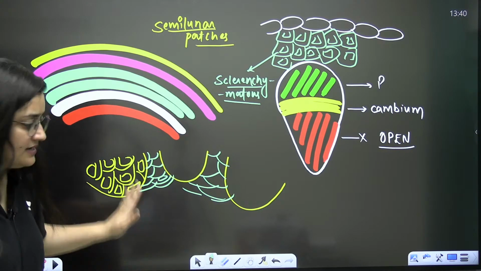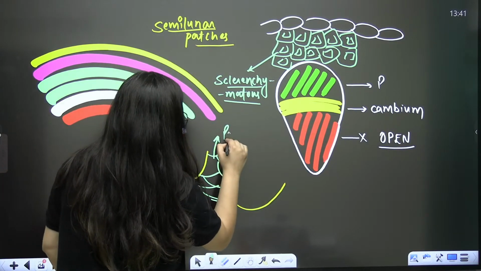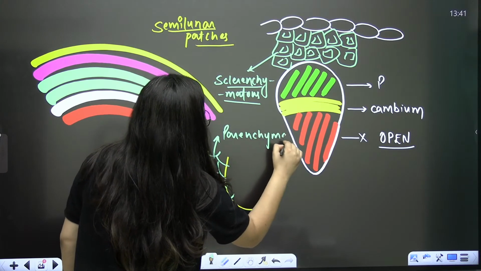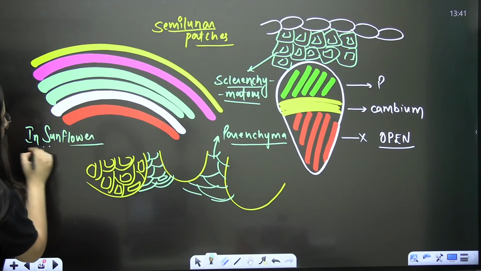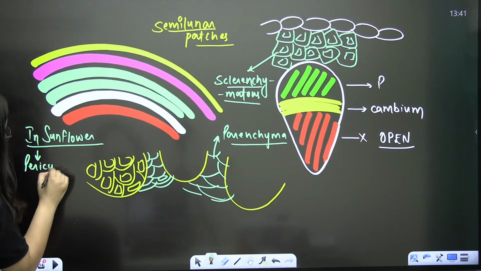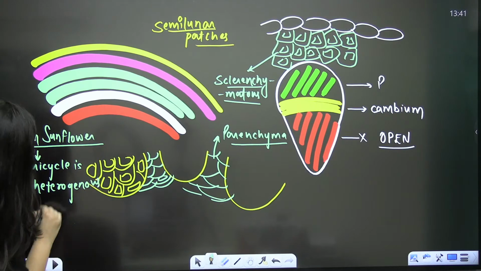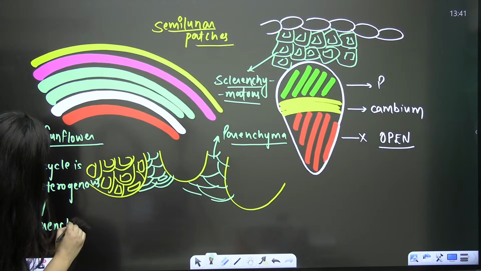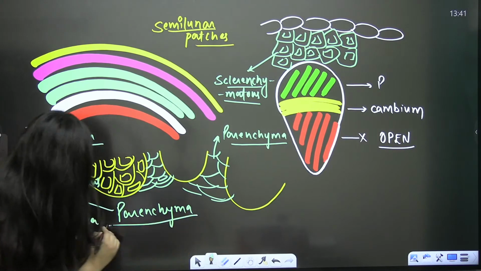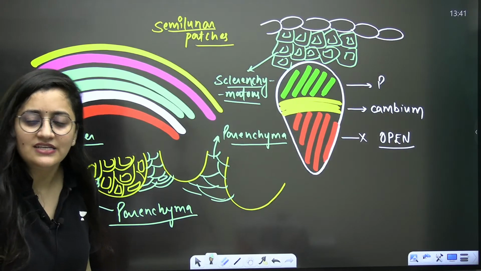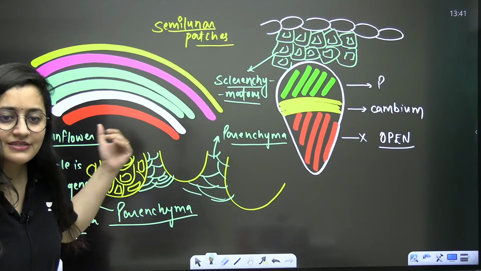So sclerenchymatous patches, and in between, these are the parenchyma cells. Like in sunflower, you can take the example of sunflower. In sunflower, you will see that this pericycle is heterogeneous. What is the meaning of being heterogeneous? It is having sclerenchyma as well as parenchyma. Is it clear? So this is what you need to keep in your mind. This is the pericycle.